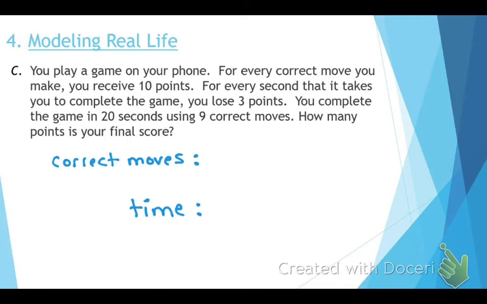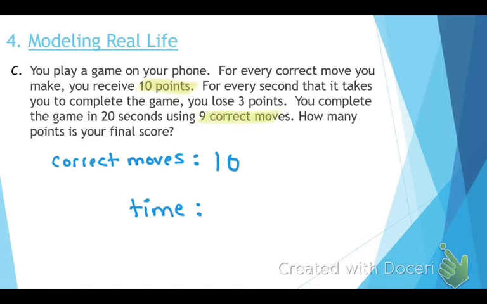All right, let's see how you did. For every correct move you make, how many points do you get? 10. So I'm going to put a 10. Did we learn how many correct moves we had? How many? 9. I'm going to highlight this. There were 9 correct moves.